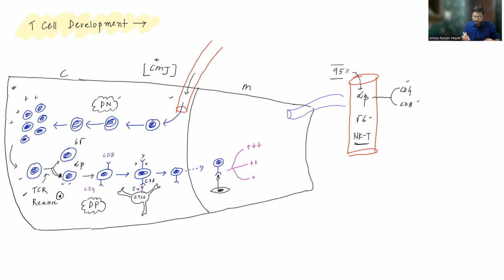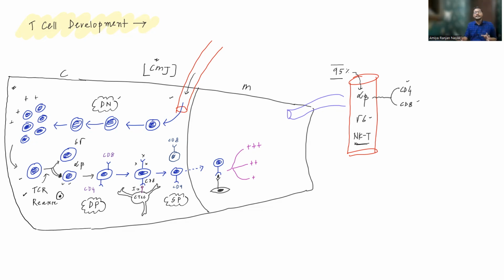So ultimately, after this process, two types of cells will be there. One set of cells will have the CD4 molecule and the other set of cells will have the CD8 molecule. This stage is known as the single positive stage. These are known as single positive cells because they have either CD4 or CD8, not both.